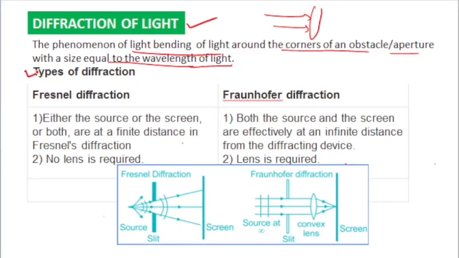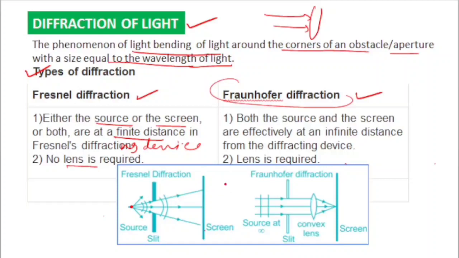Okay. Now, there are two types of diffraction. One is Fresnel diffraction and another is Fraunhofer diffraction. We have to study only Fraunhofer diffraction in this chapter. But what is the difference between these two? When both source and screen are at finite distance from the diffracting device, or you can say aperture, then this is called Fresnel diffraction, right? This is the slit, this one is source, this one is screen. Both are at finite distance from the obstacle or aperture. As both are at finite distance, no lens is required in case of Fresnel diffraction, and wavefront is either spherical or cylindrical, right?